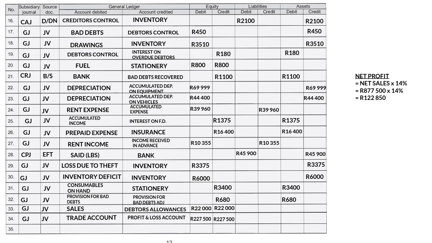So let's go put this into our answer sheet. The two accounts that we will open are a profit and loss account and a capital account. They are both owners' equities. So on our answer sheet, the subsidiary journal is our general journal. The source document is our journal voucher. The account to be debited is profit and loss account. The account to be credited is our capital account. And it will be debit and credit owner's equity of 122,850.